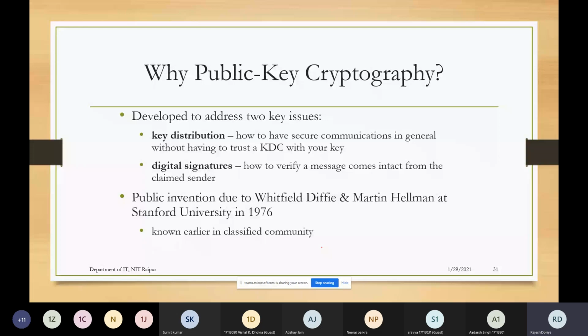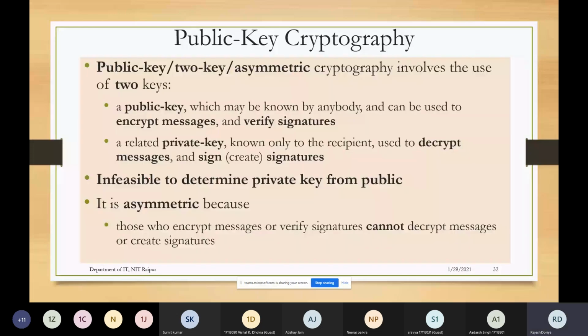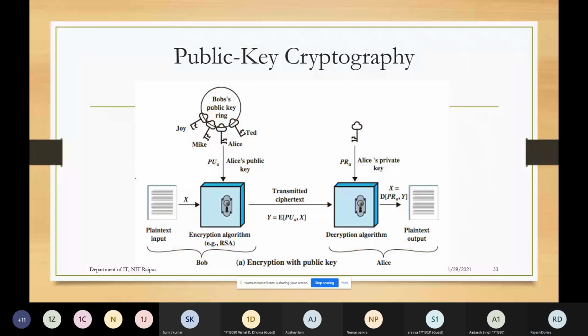Now, why public key cryptography? We have seen that it is going to provide the solution for key distribution, and it is also going to provide the concept of digital signature, where one cannot deny that they have sent a particular message. So this is how the public key crypto system looks like.